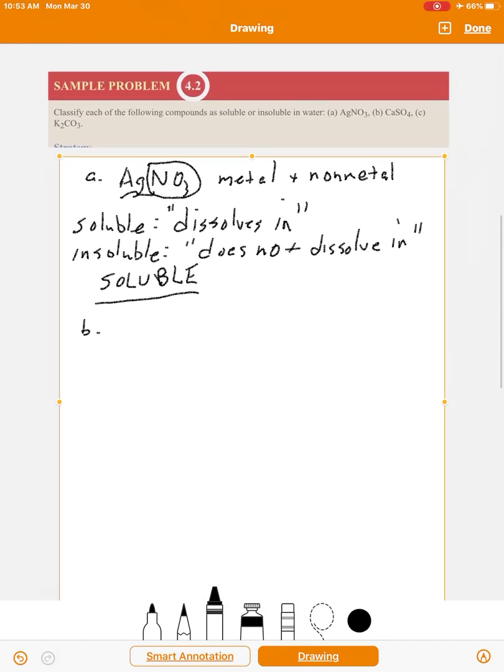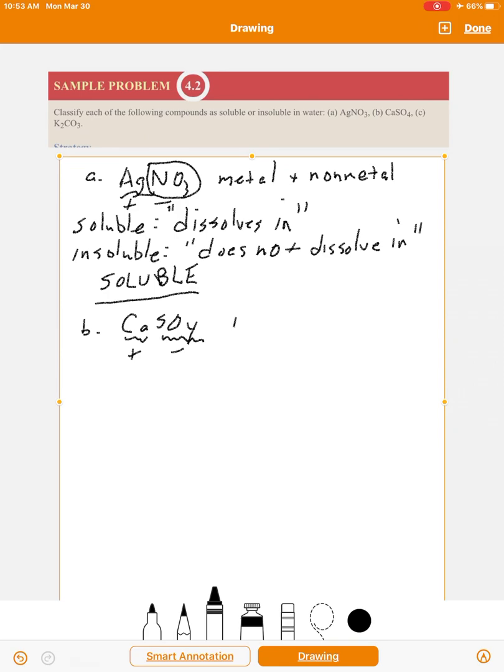Now let's work on to B. B is calcium sulfate, CaSO4. So we're going to look for a rule about calcium, and we're going to look for a rule about sulfate. It's a good idea, in terms of these ionic compounds, to think of them as having two parts: the metal part, which is positive, and the non-metal part, which is negative. So silver nitrate, the silver was positive and the nitrate was negative. For calcium sulfate, the calcium is positive and the sulfate is negative.